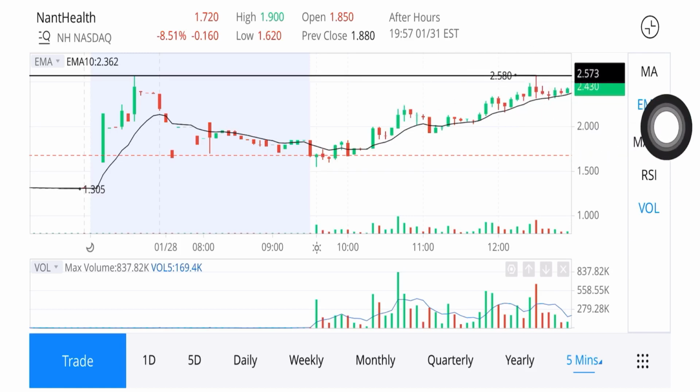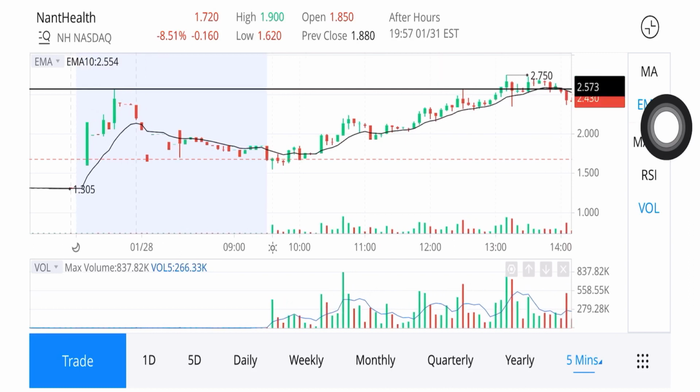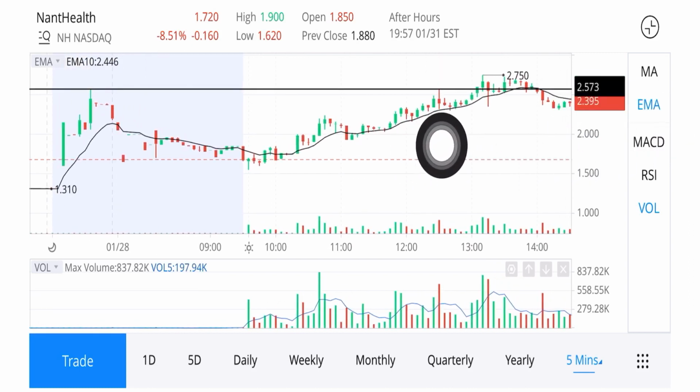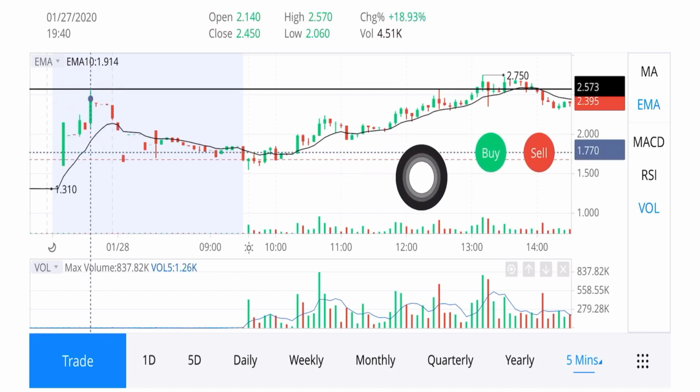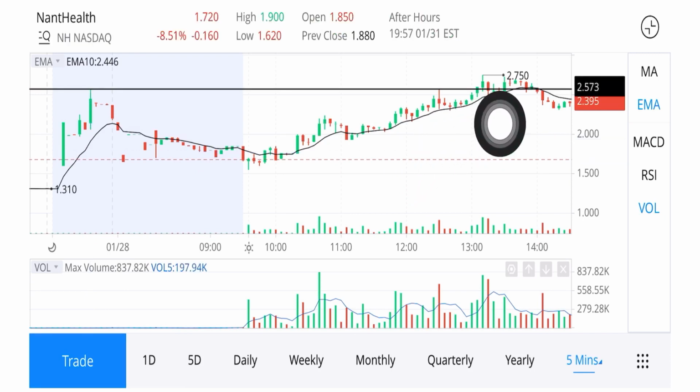So the fact that the price starts to rise and then it touches this, even though selling pressure comes in, that's still very bullish, because this pre-market high price of $2.57, that's basically people are looking to trade in this area, because this is a breakout area.